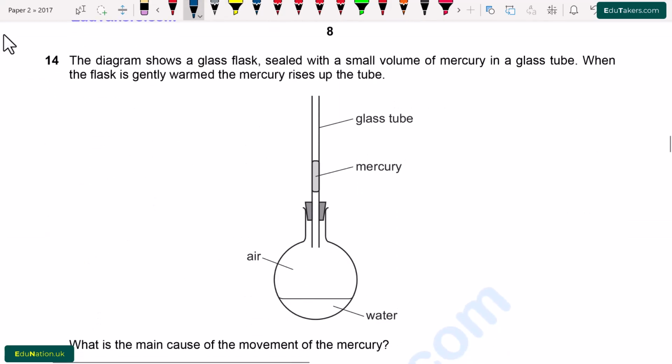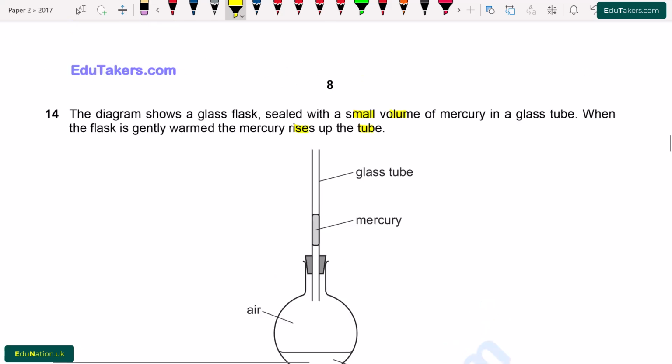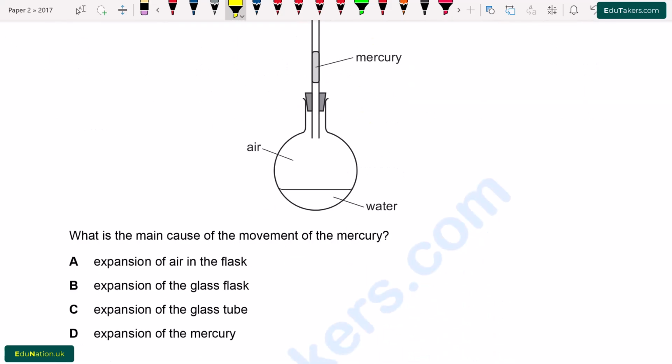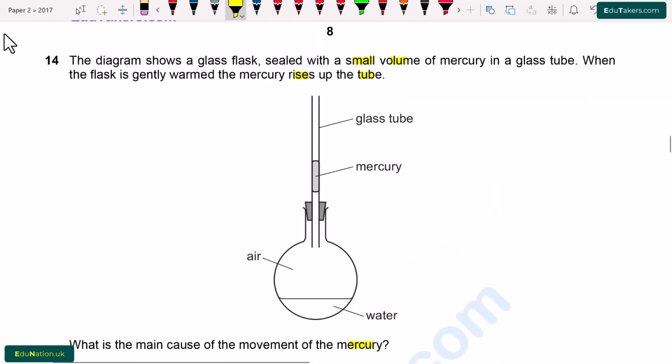Question number 14. The diagram shows a glass flask sealed with a small volume of mercury in a glass tube. When the flask is gently warmed, the mercury rises up the tube. What is the main cause of the movement of the mercury? Here we can see that there is a glass flask and there is air inside this. There is mercury. When we gently warm the flask, then the air expands on heating. Hence, due to the thermal expansion of the air, the mercury rises up in the tube.